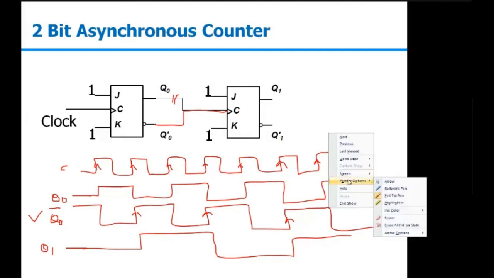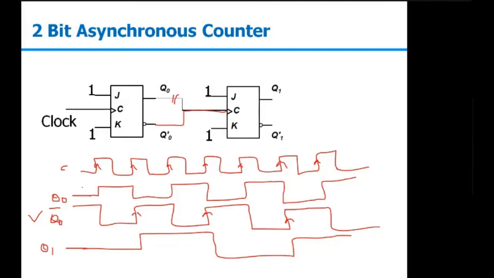If I check what we have got, Q0 is 0, 1, 0, 1, 0, 1, 0, and 1. What about Q1? 0, 0, 1, 1, 0, 0, 1. Let's check what we actually have got. Initially both were 0, 0. After that we got 0, 1. Then we got 1, 0. Then we got 1, 1. Then we got 0, 0, and it is repeating.